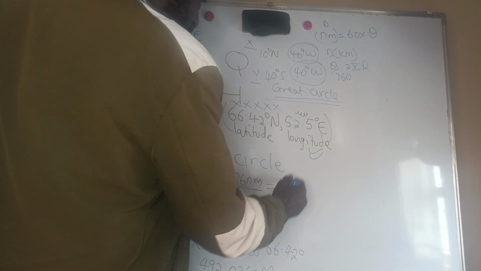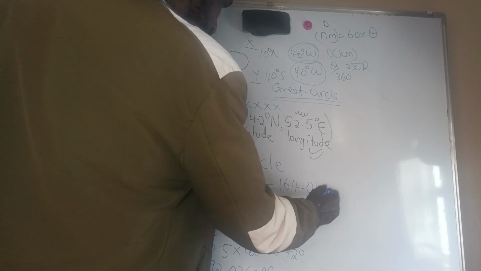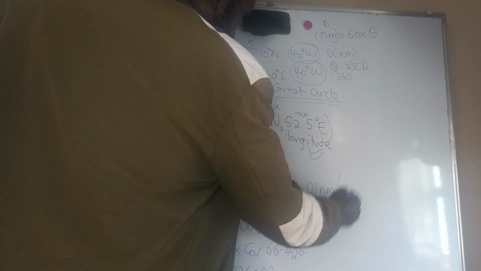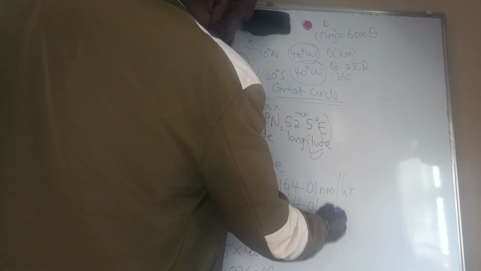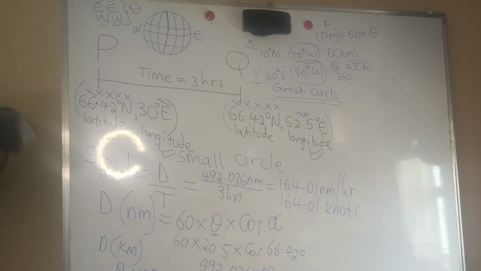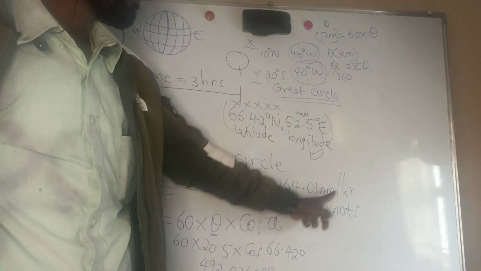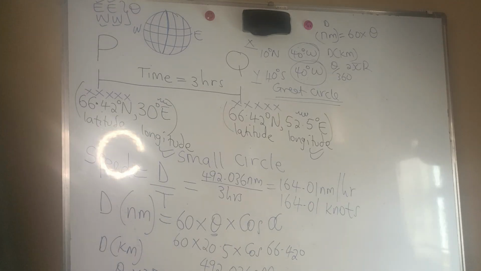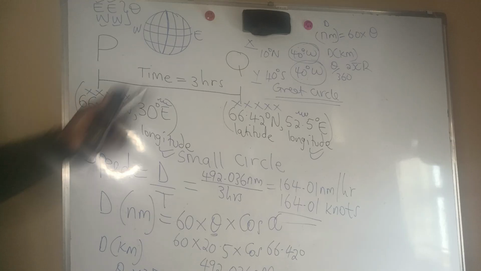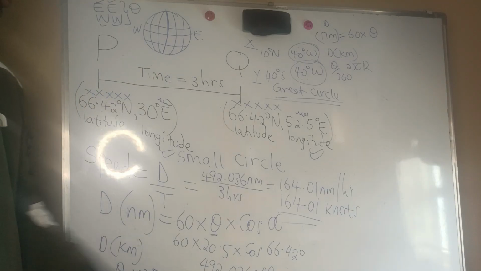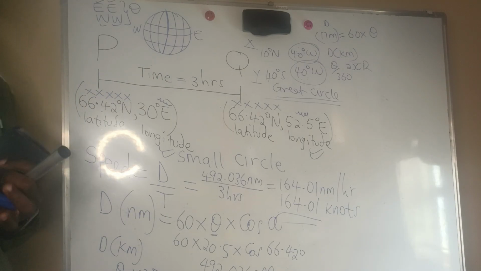So we end up getting 164.01. That is nautical miles per hour. And this is equivalent to 164.01 knots, because the speed of an aeroplane or a ship is measured in knots. And I know very well, 1 nautical mile per hour is equivalent to 1 knot. So 164.01 nautical miles per hour or 164.01 knots. So that becomes the speed that the aeroplane was moving at for it to move from point P to Q, taking 3 hours and covering 492.036 nautical miles as the distance between those 2 points.